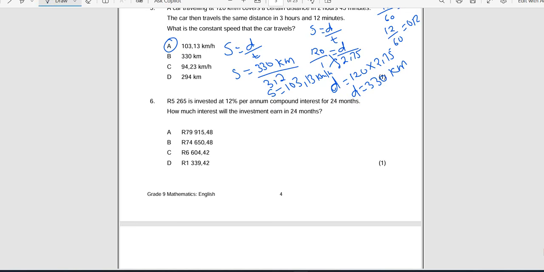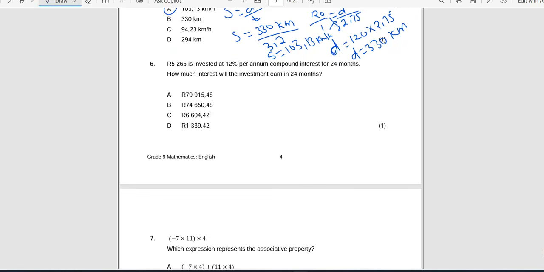5,265 is invested at 12% per annum compound interest for 24 months. How much interest will the investment earn in 24 months? Okay, guys, compound interest means that we're using the compound interest formula, with the exponent of n.